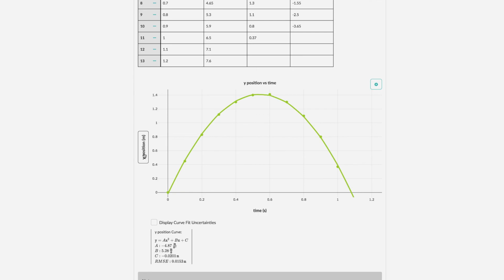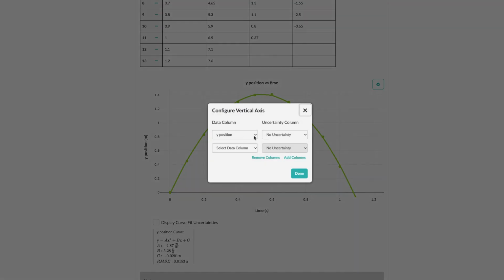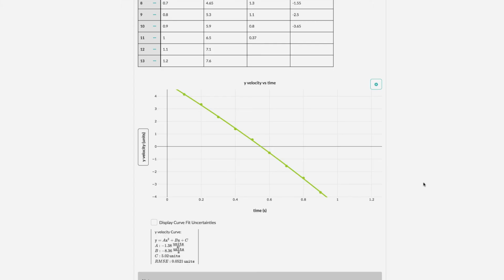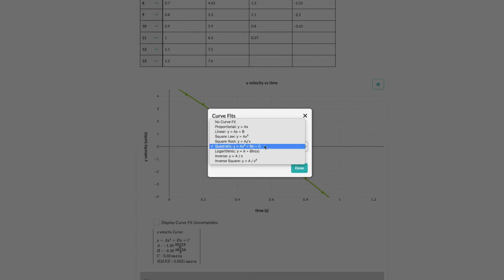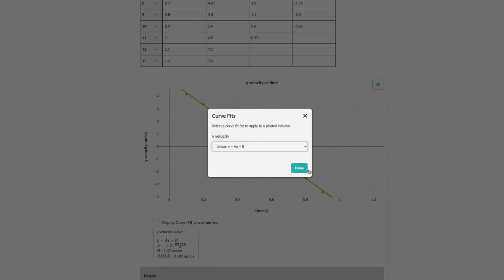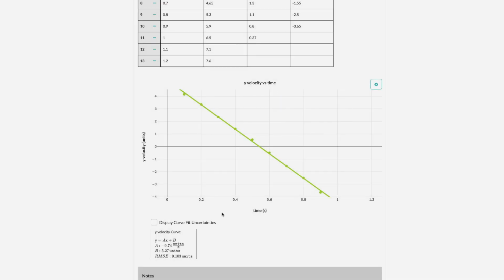Just to verify that, we're going to look at the Vy graph. You remember, in velocity, acceleration is a straight line. So when I look at that, I see a straight line. And if I do a curve fit on that, do a linear fit, gravity should be the slope. And it is pretty close to it. It's negative 9.74 centimeters per second every second.